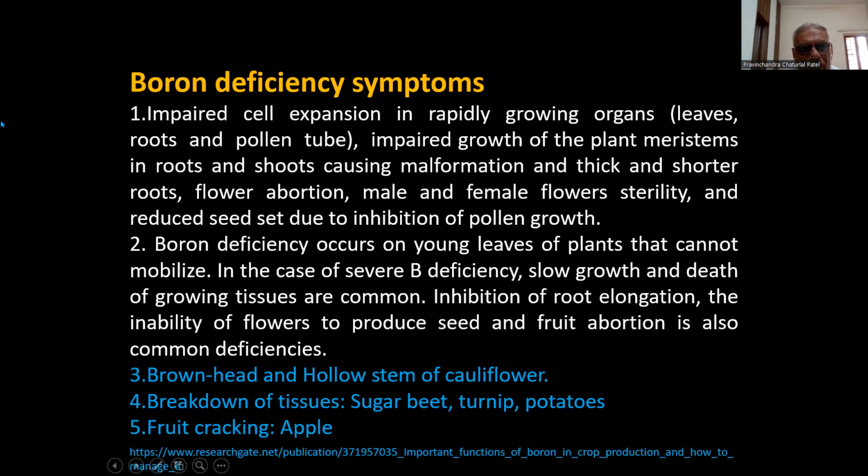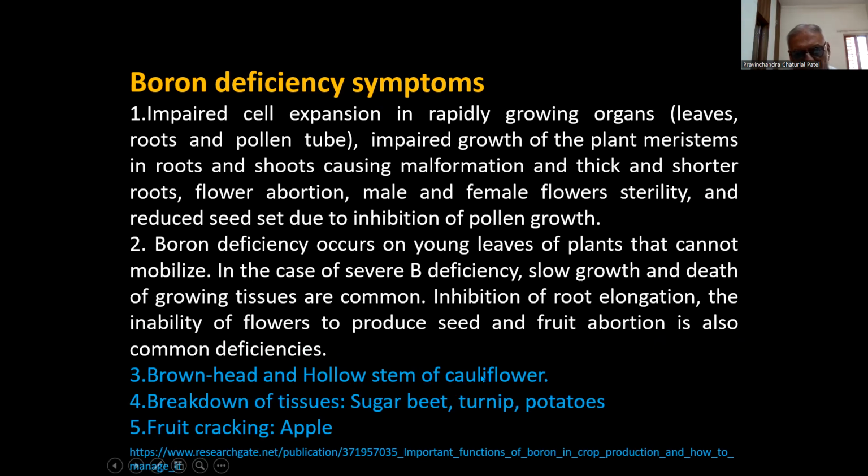Then boron deficiency symptoms. So impaired cell division and expansion in rapidly growing organs. Boron deficiency occurs on young leaves of the plant because it cannot be mobilized. So boron deficiency you can observe in the young leaves or top leaves of the plant. In the case of severe B deficiency, slow growth and death of growing tissues are common. Inhibition of root elongation and the inability of flowers to produce seed and fruit are also common deficiency symptoms.